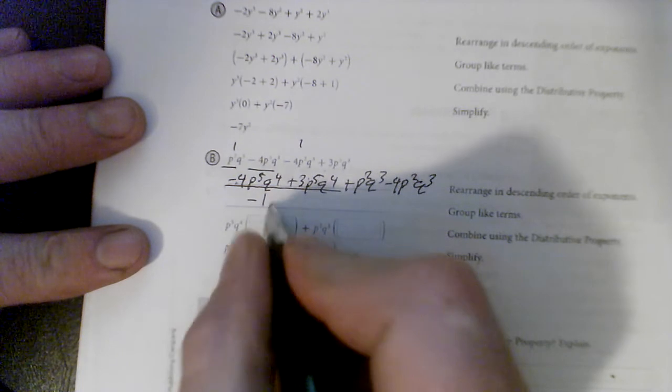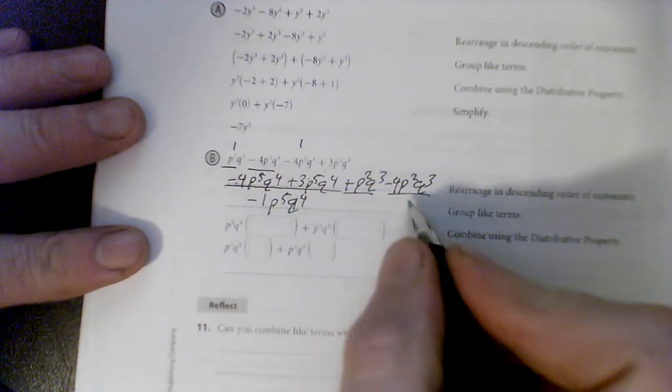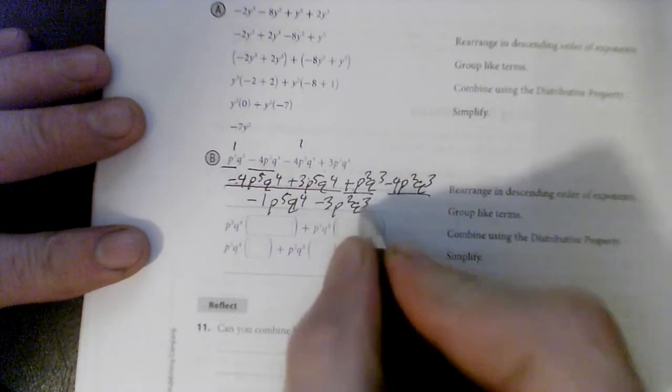We can add negative 3 and negative 4 and get negative 1p to the 5th, right? And q to the 4th. These guys also have the same, so 1 plus negative 4 is negative 3p squared q cubed. And that's all you have to do.